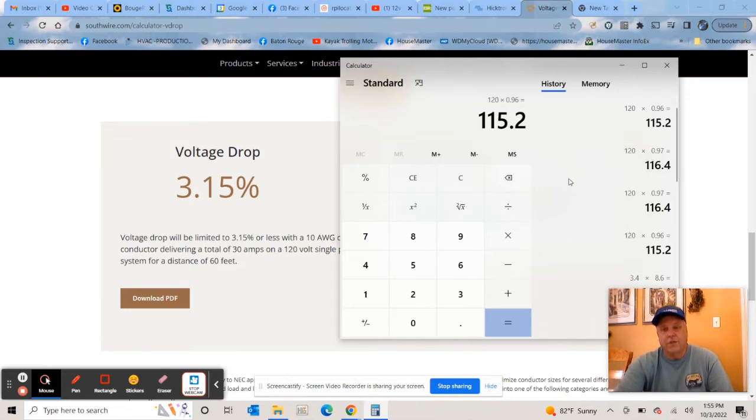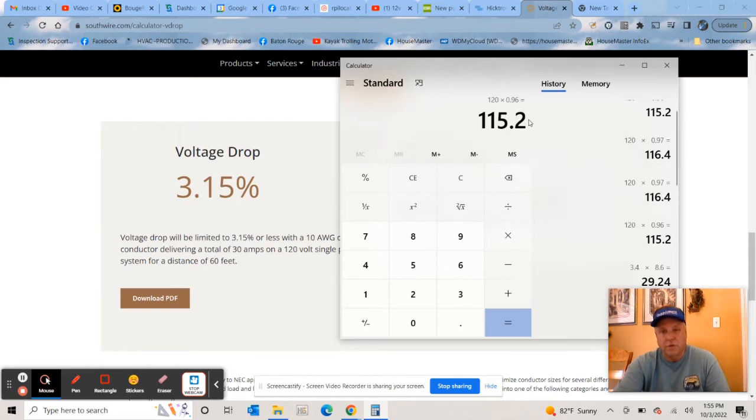Now, if you have an EMS, one of those electrical management systems, they will typically cut you off at 108 volts. Some of them go a little lower, but most typically around 108 volts. So again, kind of a rule of thumb, you want to stay above that. So this is what the Southwire voltage drop calculator is predicting, that I would be somewhere around 116, 115 volts if I'm running the full 30 amps of the RV.